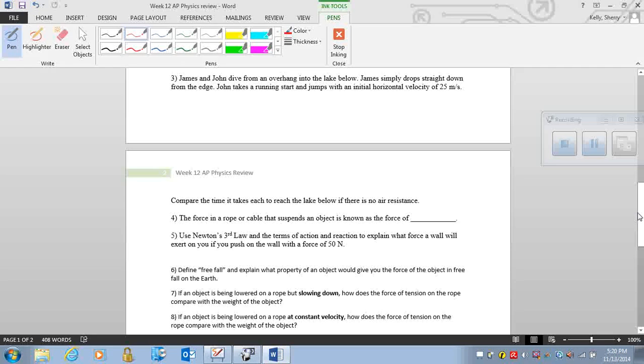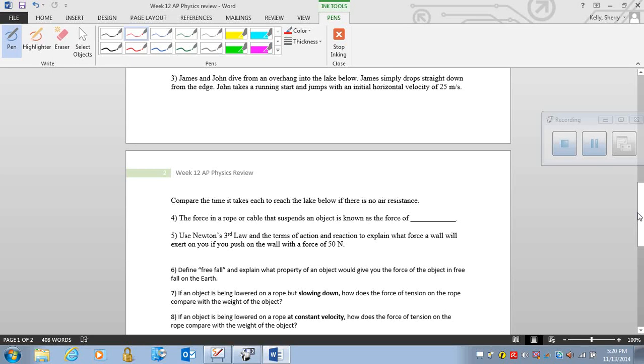There is another way of explaining this. At this time, I'm not going to go into it for the purposes of this test, but it involves the equal and opposite forces to explain why the time is the same.